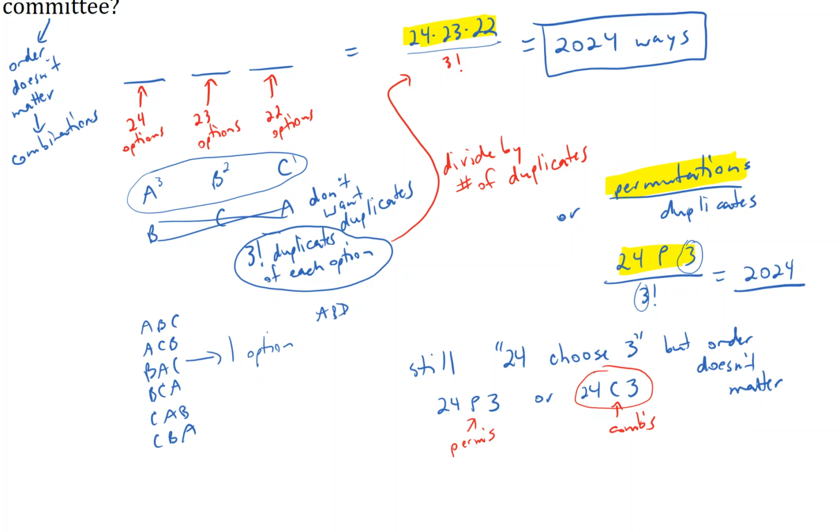So we're going to type this into our calculator. There might be a button like nCr that you could use to calculate 24C3, and if you do that you will also get 2024.